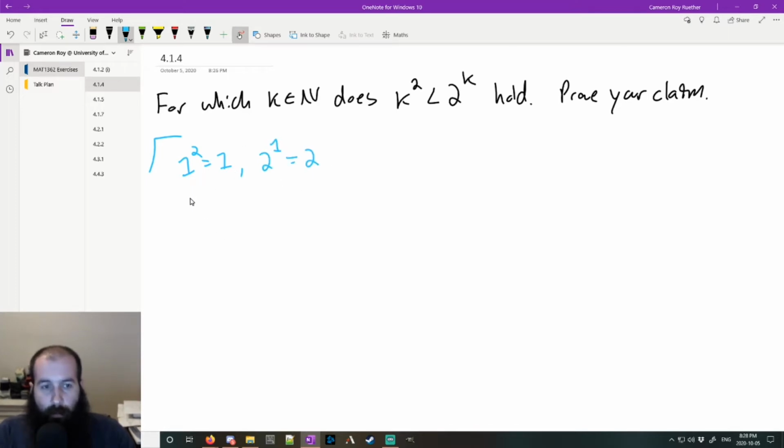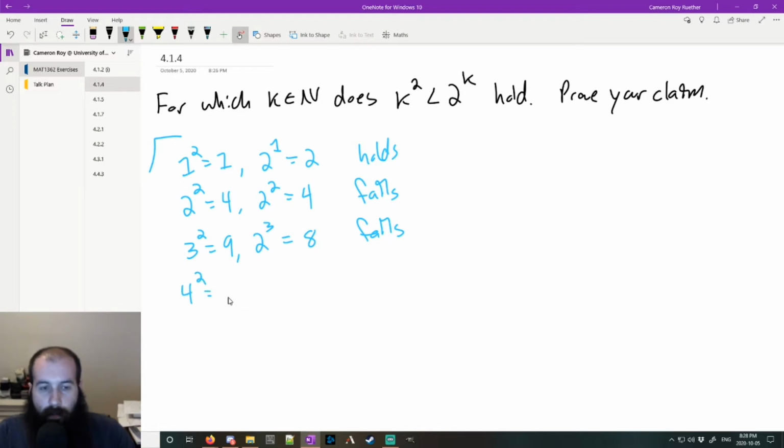We can check for 2. 2 squared is 4, and 2 to the 2 is 4. So here it actually fails. It holds on 1, fails, because 4 is equal to 4. It's not strict. So if we look at the next one, 3 squared is 9, and 2 cubed is 8. It also fails here.